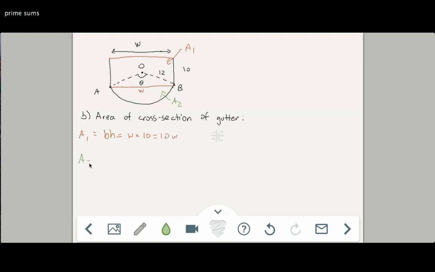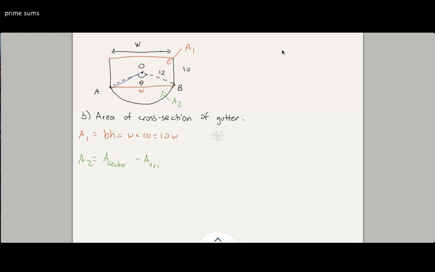And then A2, well, to find A2, we can find the area of the whole sector, AOB, and then subtract from the area of this triangle. So I'm just going to say A2 is equal to area of the sector minus the area of the triangle. So let's find each of these individually. So first we have to find W.